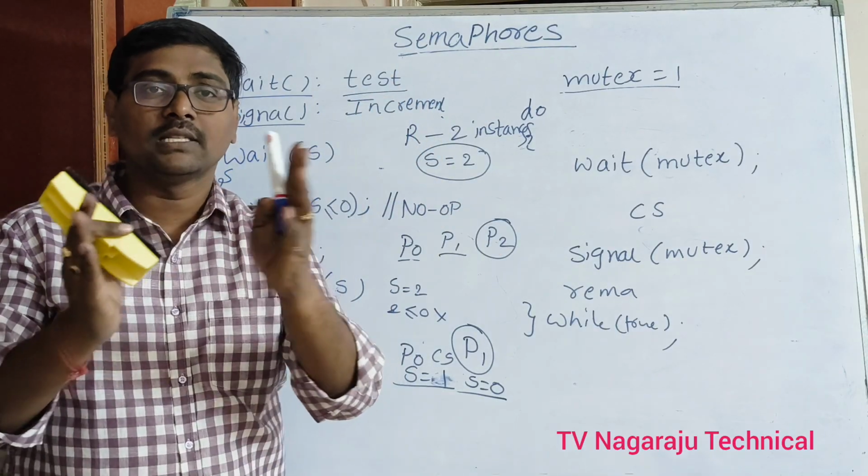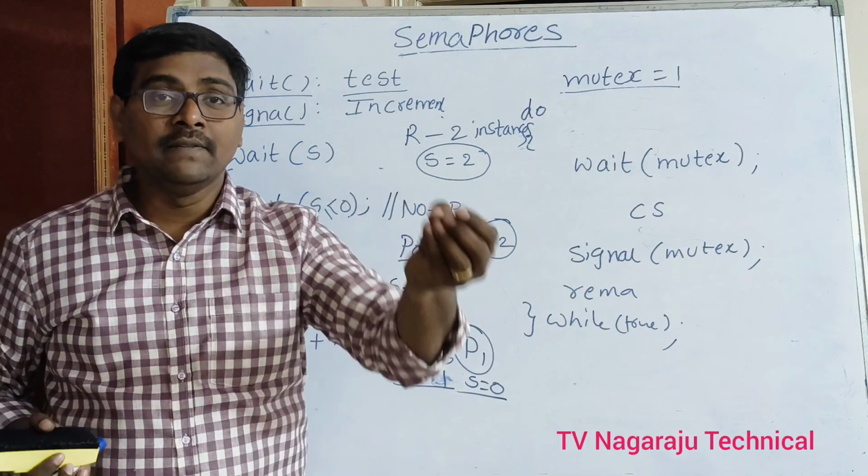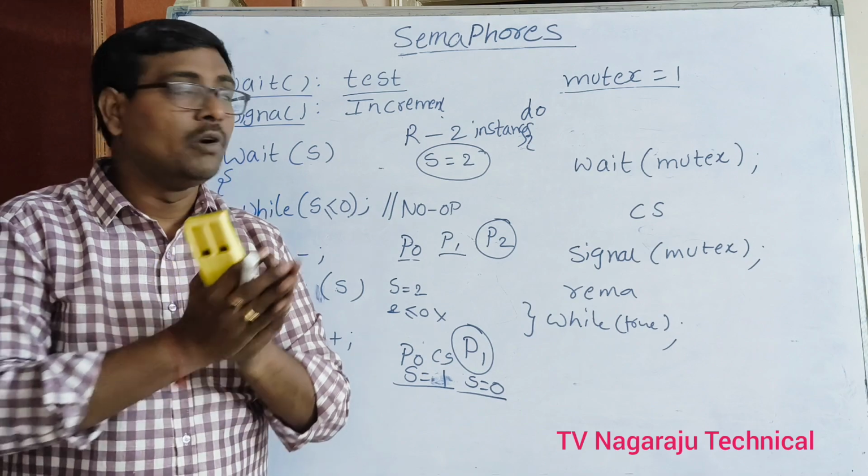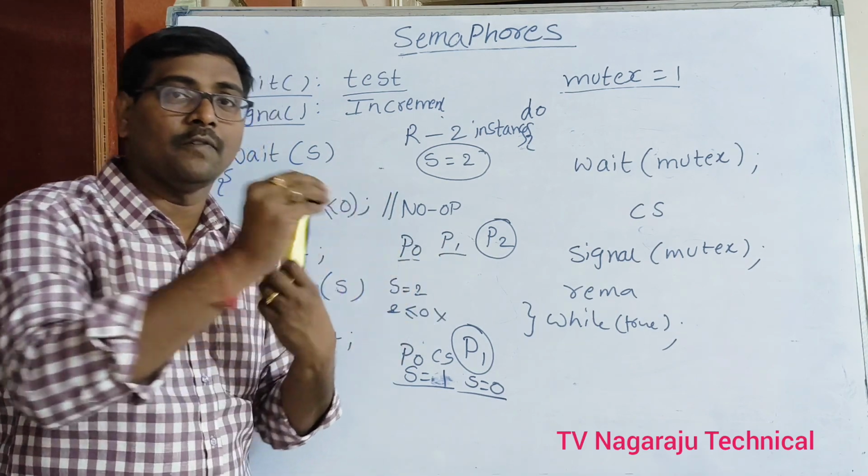Anyway, this semaphore has many disadvantages like busy waiting, deadlock, starvation. We will discuss all the disadvantages of semaphores in the next lecture.